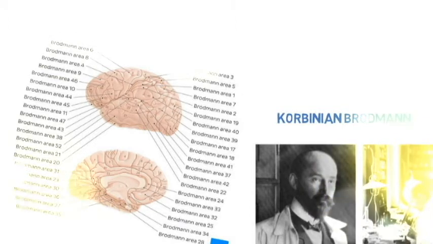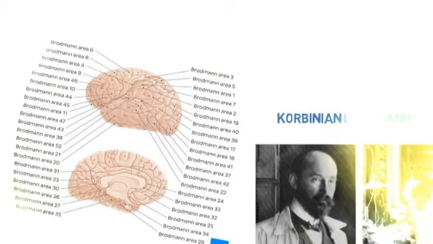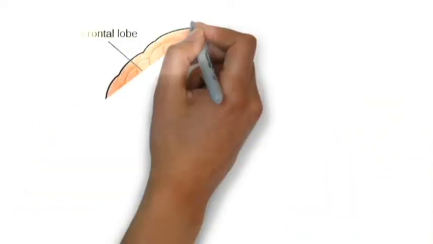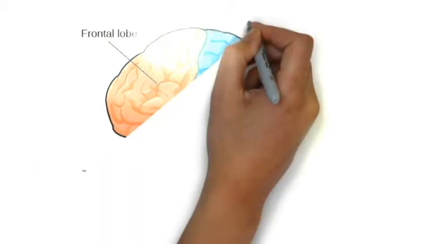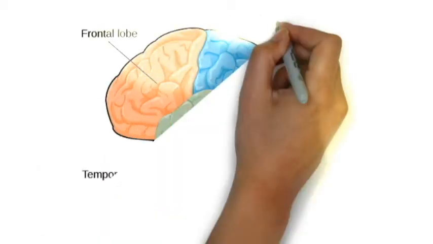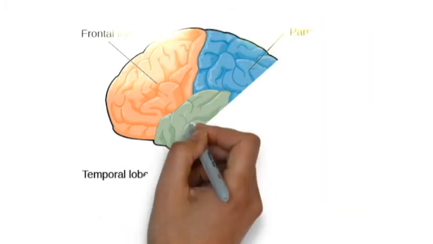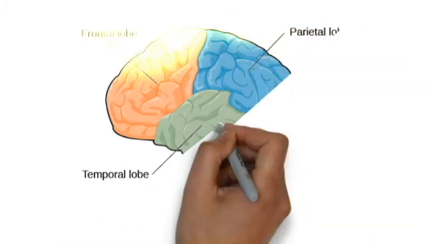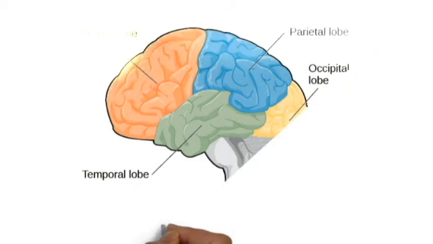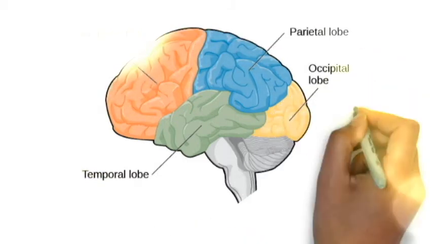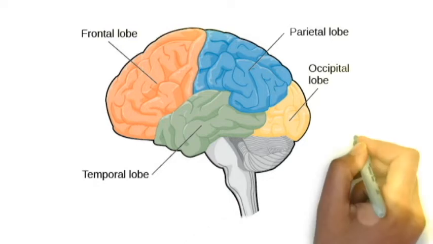Now, the cortex can actually be divided up into a number of very simple areas, and we'll just take a look at those, because I will want you to know what these various areas are. There is the frontal lobe, the parietal lobe, the occipital lobe, and the temporal lobe.